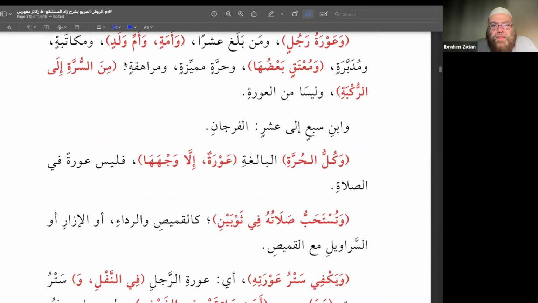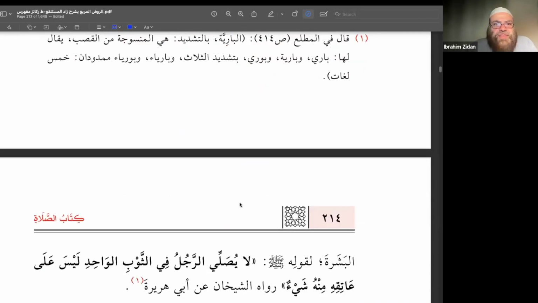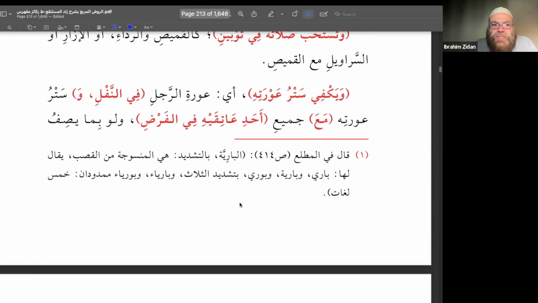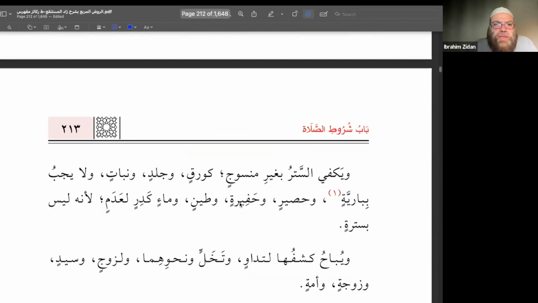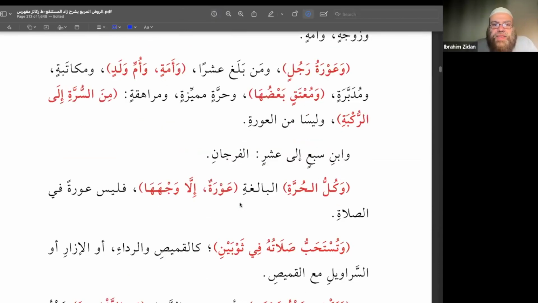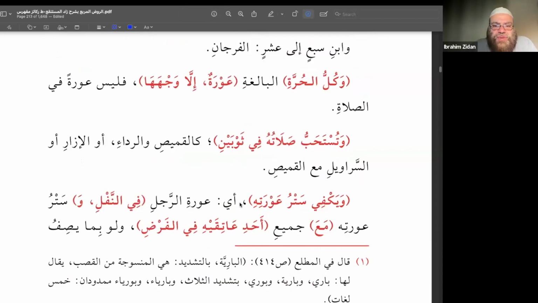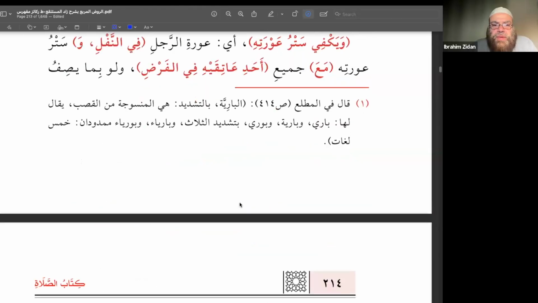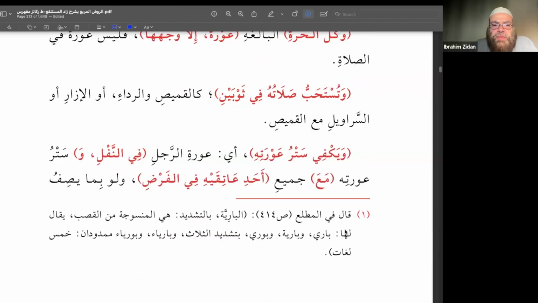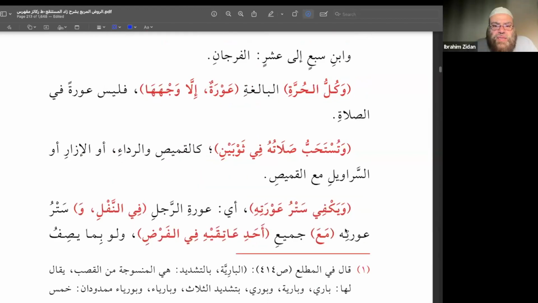So let me ask a question if no one has a question. Page 213. So let me ask this question first and then answer your question, inshallah. In page 213, the bottom of it. I'll read it and I'll ask a question. ويكفي ستر عورته. I'm reading both.